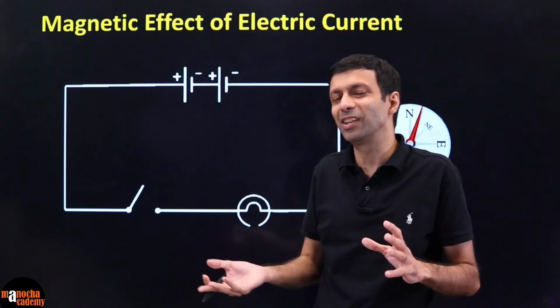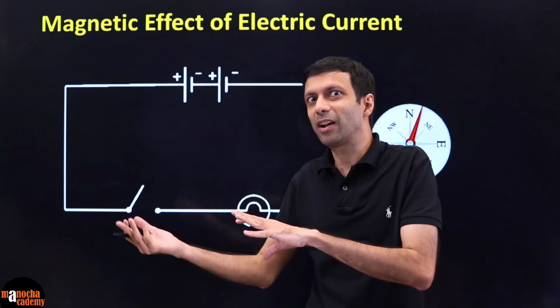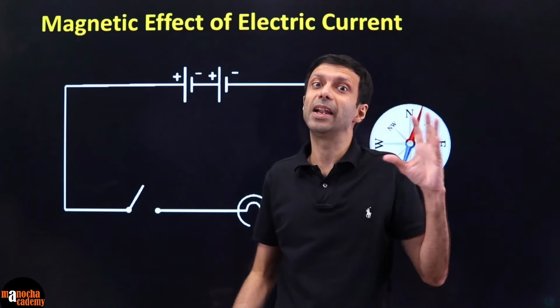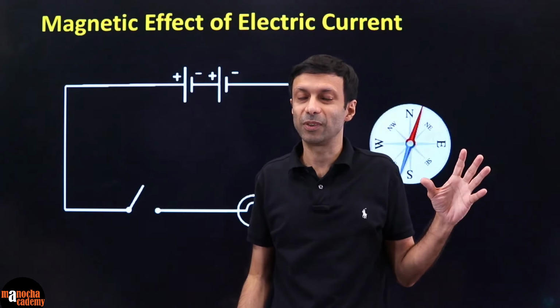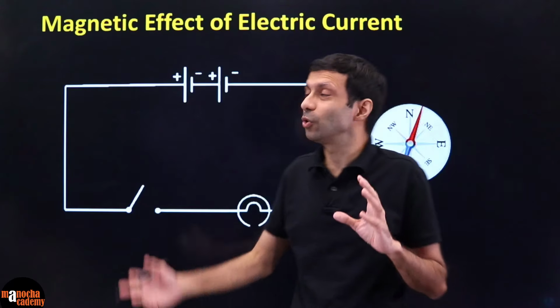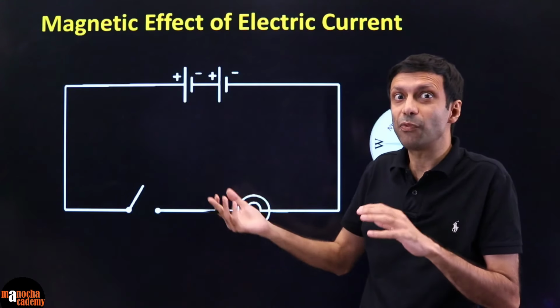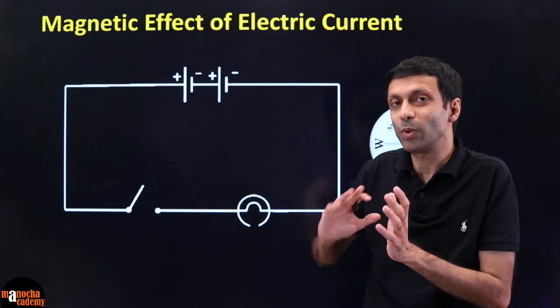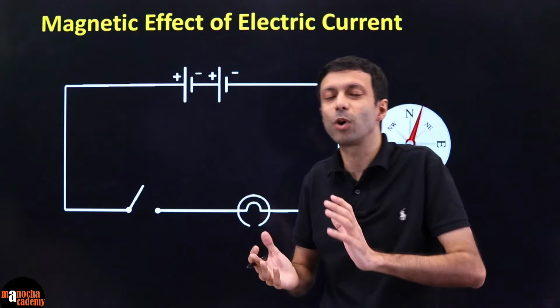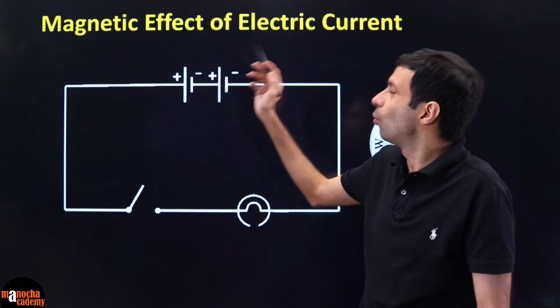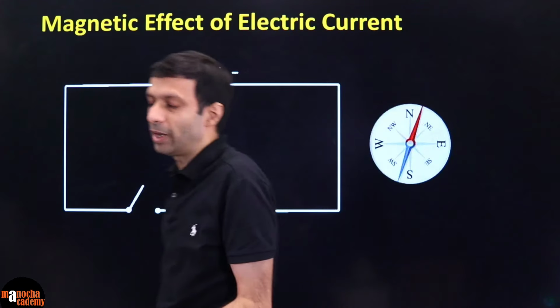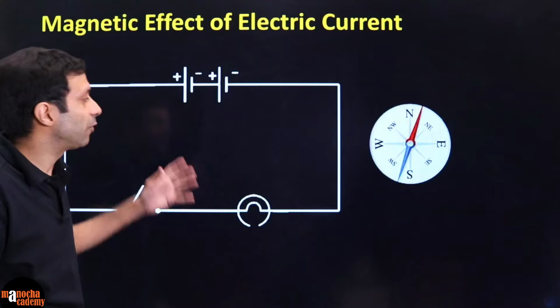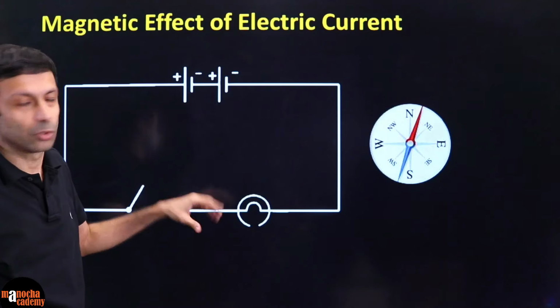This is quite magical, because electric current affects magnetic fields. Electric current has an effect on magnets. That's why we say there is magnetism, or what we call electromagnetism. So very interesting, let's talk about that. What is the magnetic effect of electric current? This is basically the famous Oersted's experiment. So what did he do?